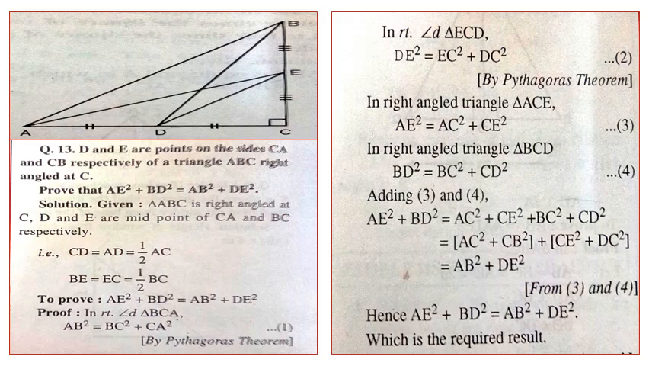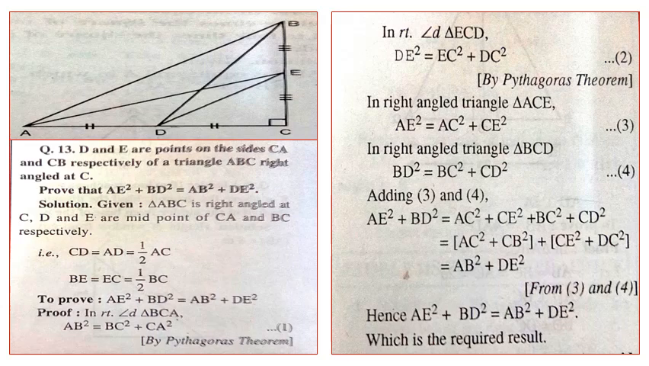Equations 3 and 4, when we add them, we get AE square plus BD square is equal to AC square plus CE square plus BC square plus CD square. Here we are grouping AC square plus BC square as one group, and CE square plus DC square as another group.